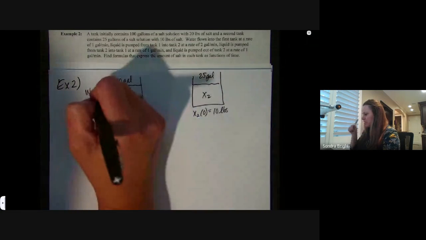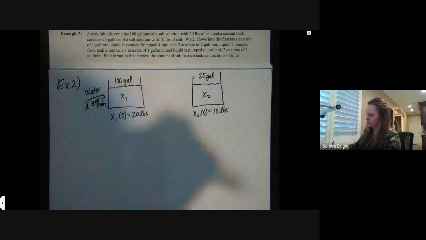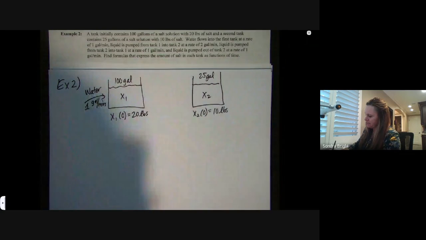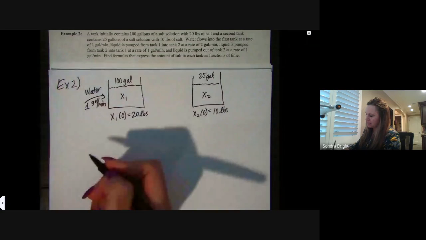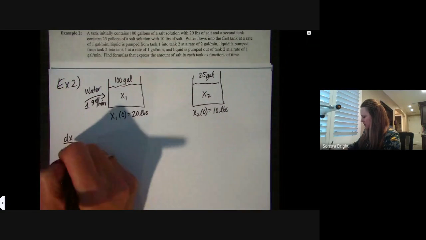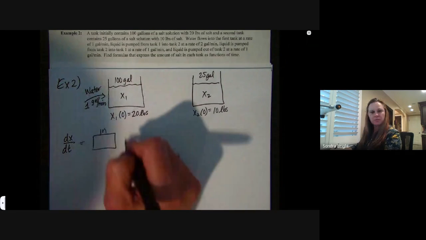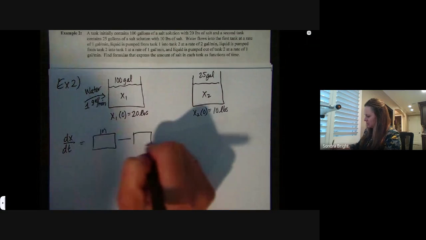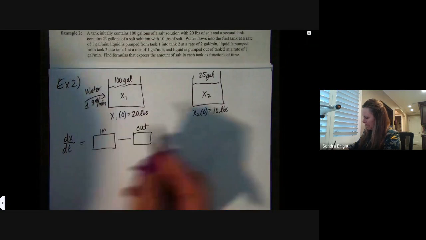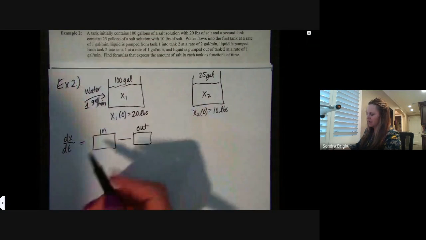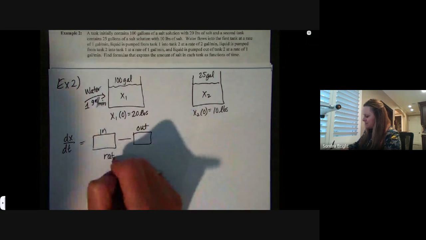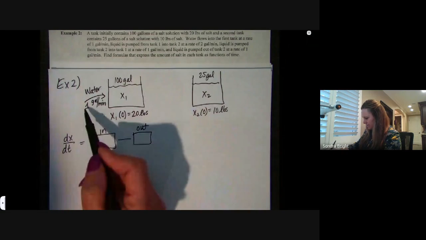Okay. Do you remember how we set up these differential equations? The change in the amount over time will be how much is coming in, and then subtracting anything going out. But what you put in each of these was the rate, say 1 gallon per minute, times the concentration.